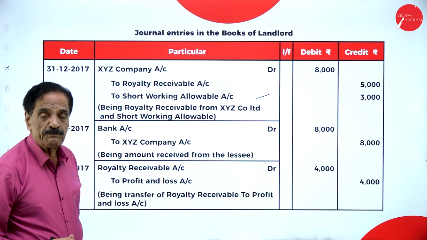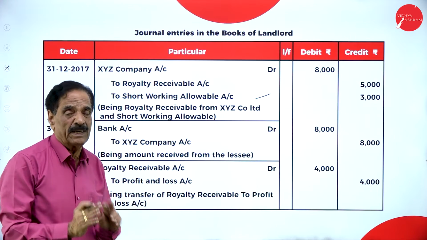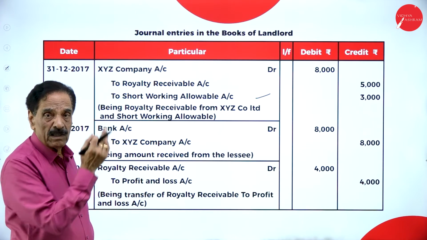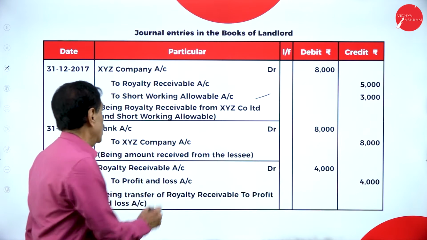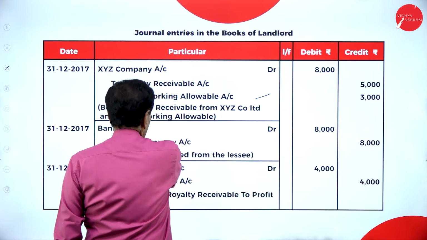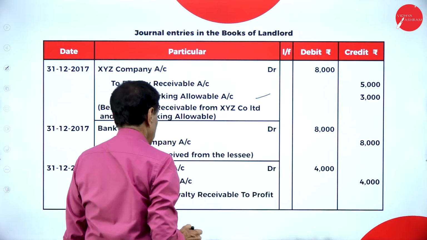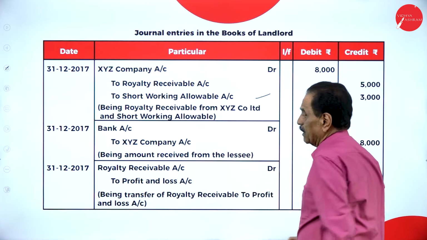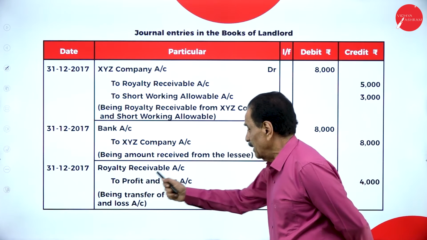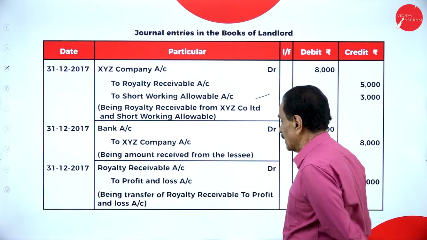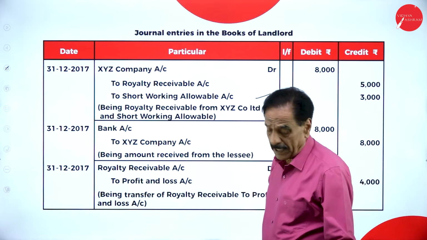What's the entry? Lessee account debit to royalty receivable, short working allowable. XYZ company account debit to royalty receivable account, to short working allowable account. Now he pays the amount. Bank account debit to XYZ company, then royalty receivable to profit and loss account or production account, we can say.